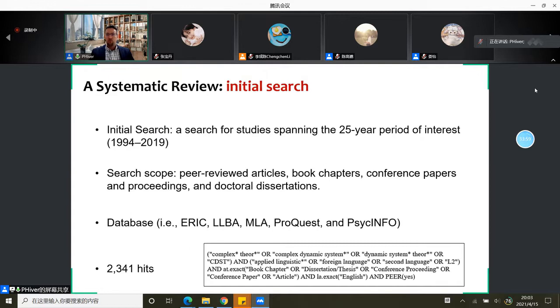So our initial search spanned a period of 25 years. And you may be wondering, why 1994? Well, believe it or not, 94 is the date of the very first contribution on this topic, delivered by Diane Larsen-Freeman in a conference speech at the Second Language Research Forum. So our search covered different types of sources. We had articles, book chapters, conference papers, and doctoral dissertations.